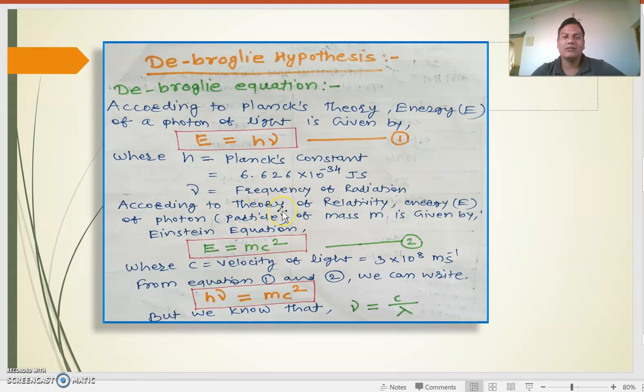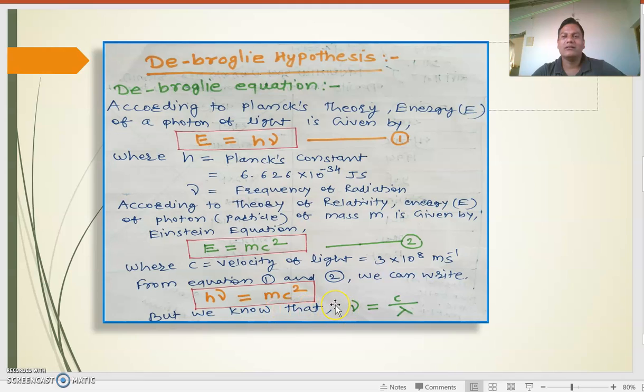According to this theory, one new theory was used in quantum mechanics, given by the famous scientist Einstein, that is the theory of relativity, where the energy of a photon, that is nothing but a particle, if it has a mass m, then according to Einstein's equation, E is equal to mc square. So that is the mass energy relationship. By comparing these two equations, left hand side is for energy, so we can compare the right hand side. So h nu is equal to mc square.